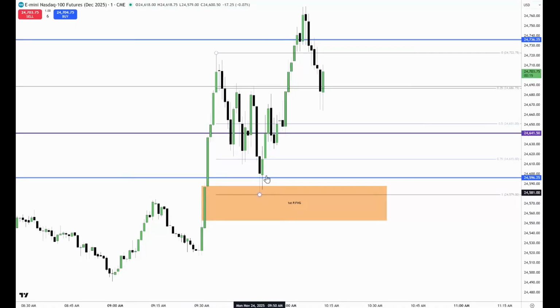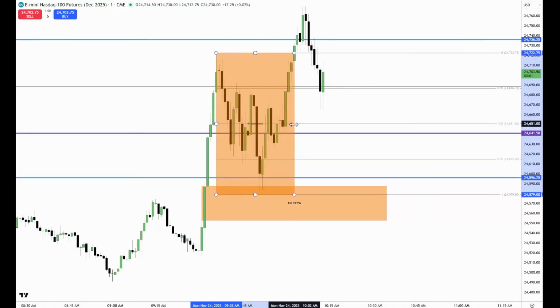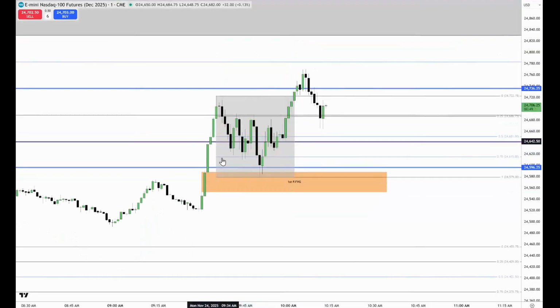And that was the run that took us to this level there. If we lose the middle of this consolidation, in other words, look at it like this. So this block of price action right there, this consolidation, halfway is right here. That's equilibrium.